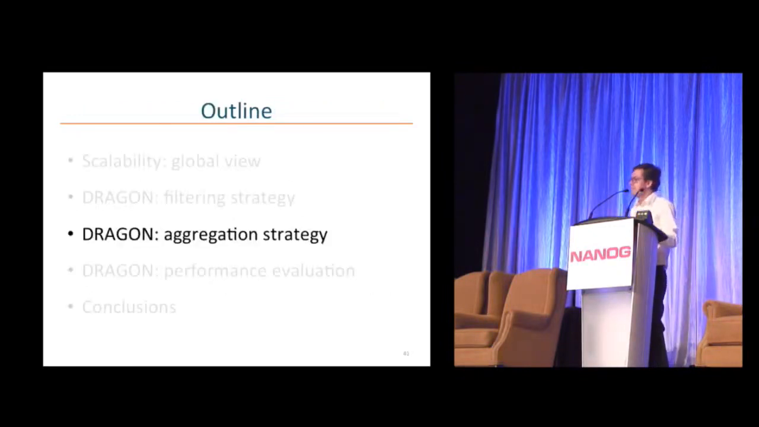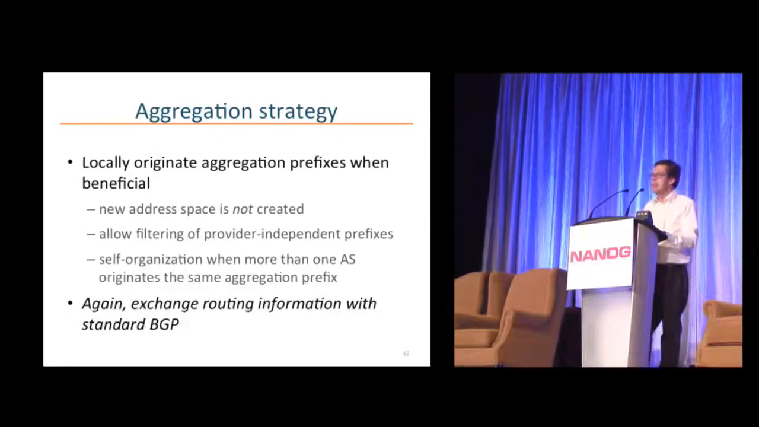The aggregation strategy. So provider-independent prefixes do not have a parent in the prefix tree, and so they cannot be subject to the filtering strategy. Dragon allows nodes to create aggregation prefixes so that the provider-independent prefixes can be filtered somewhere else in the network. An aggregation prefix does not create new address space, so it's a beacon, it's not a destination, and it has to cover more than one provider-independent prefix. BGP self-organizes if more than one AS decides autonomously to generate the same aggregation prefix. Again, the exchange of messages is with standard BGP.